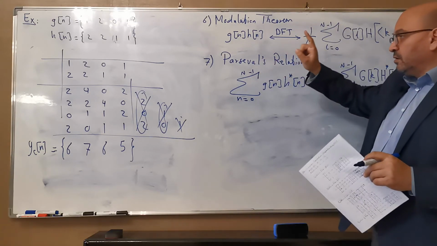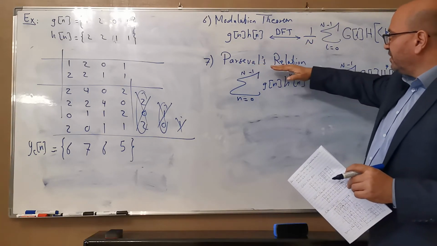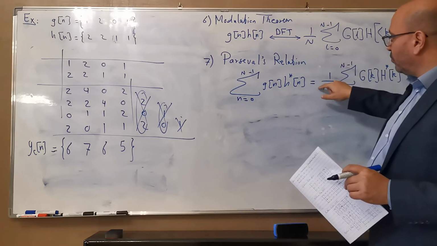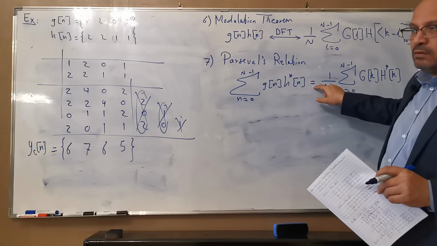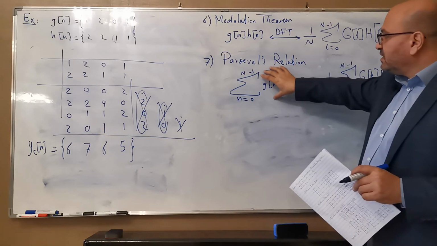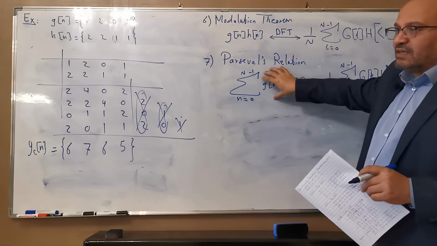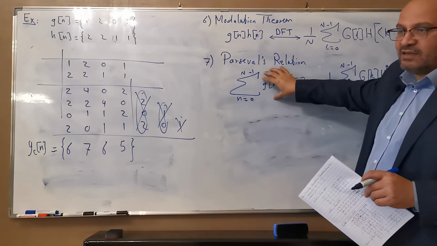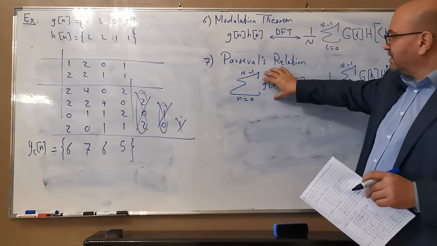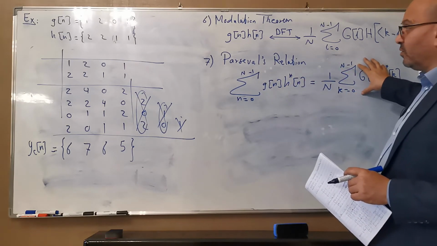Notice here, please be careful, that Parseval's relation is not a Fourier transform pair anymore. It's an equality. This is equal. So you can find this. This is a formula, and the end result is a number. So it's a number of energy. Inner product is a scalar quantity. So this is a scalar quantity. This is a scalar quantity.